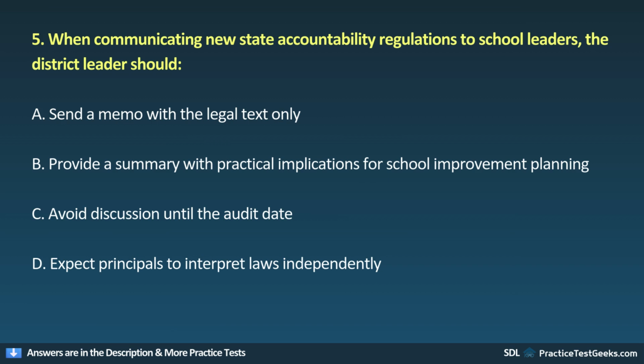5. When communicating new state accountability regulations to school leaders, the district leader should: A. Send a memo with the legal text only. B. Provide a summary with practical implications for school improvement planning. C. Avoid discussion until the audit date. D. Expect principals to interpret laws independently.